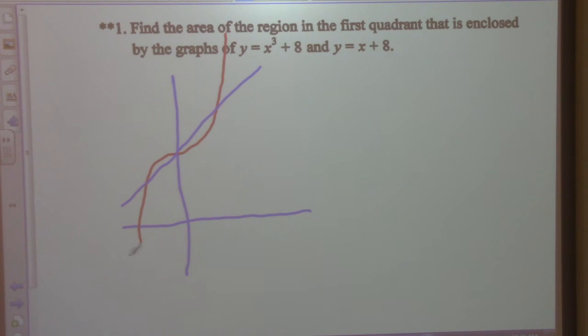And now, how do you determine what your limits of integration are here? How do you find what your limits of integration are? What's enclosed? It says in the first quadrant. The intersection. So what are your intersection points here in quadrant 1?